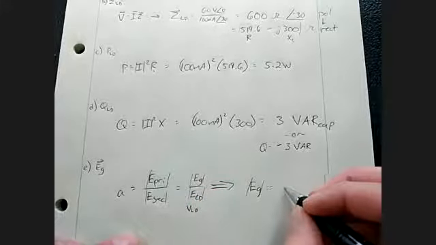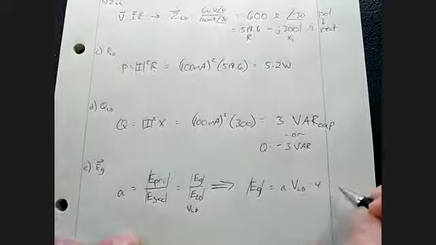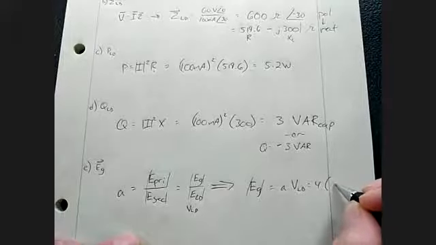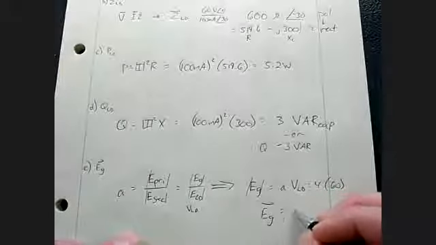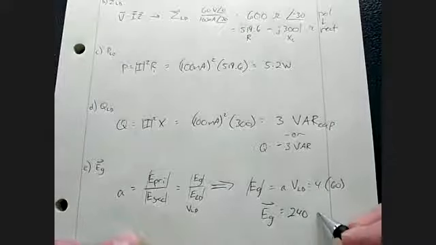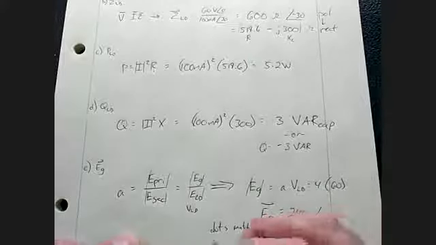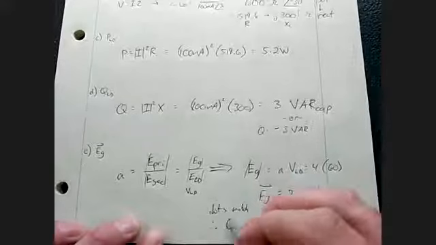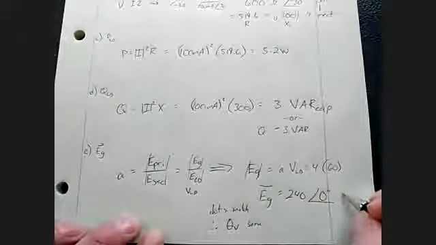EG is equal to A times VLD, 4 times 60, and that comes out to 240. That's the magnitude, and the angle, once again, the dots match. Therefore, theta V is the same. So it's still 0 degrees.